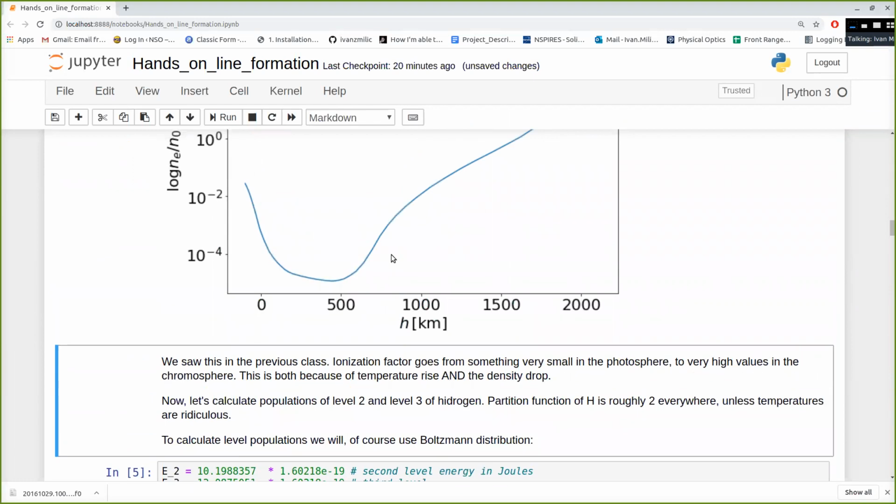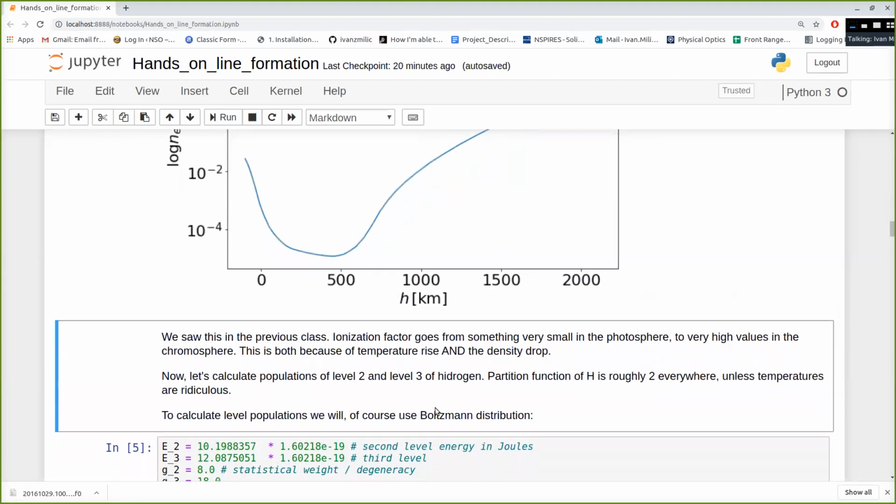So now we need to calculate, because remember what we need to solve the radiative transfer equation are the opacities and emissivities, right? And we are treating the H alpha line here, so we need the level populations of levels 2 and 3. Okay, so the easiest thing that I can do is assume that Boltzmann equilibrium holds, and that level populations follow the Boltzmann distribution.